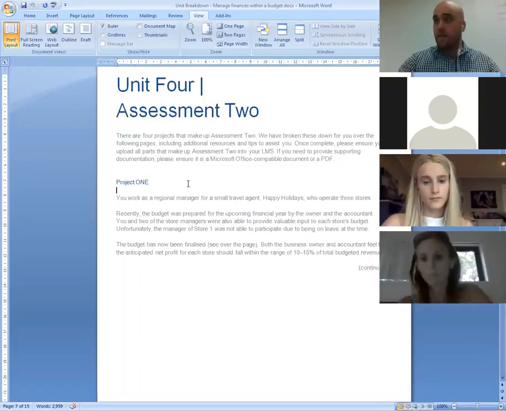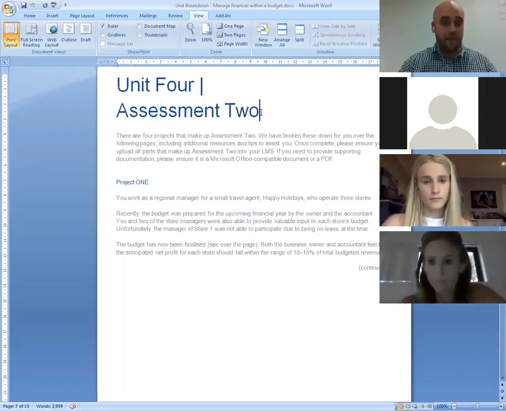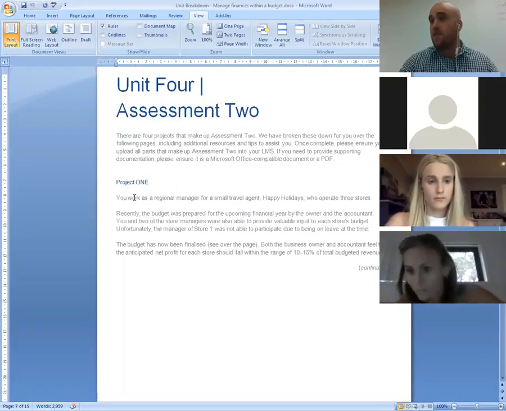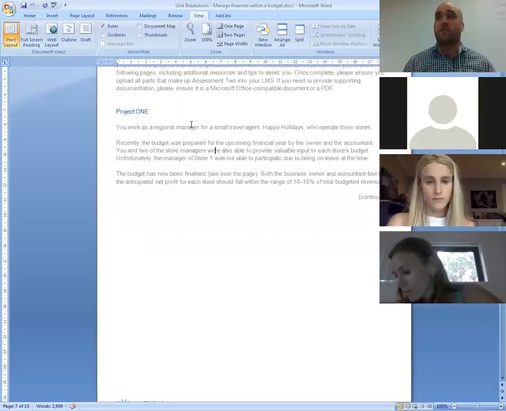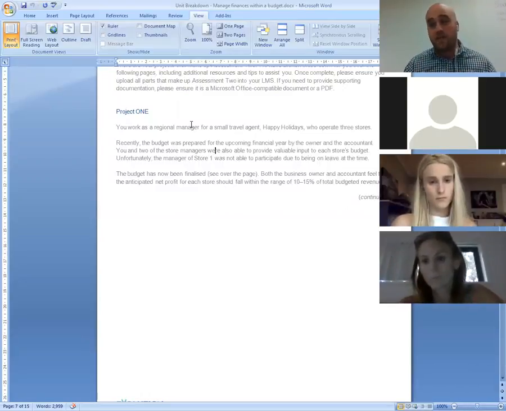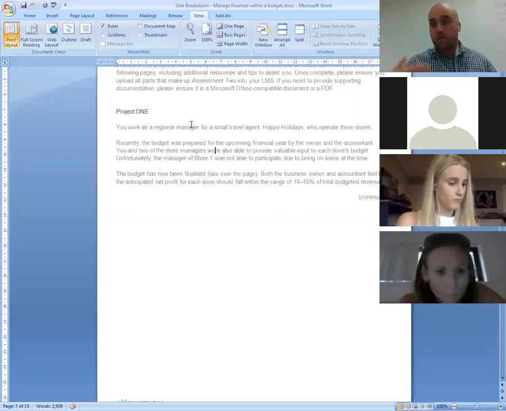Everyone can see my screen, hopefully. Unit 4, Assessment 2, Manage Finances Within a Budget. So hopefully by now you've all had a bit of a read through it. We'll start with the projects at the beginning. We'll just brush over them fairly briefly because they are quite simple. What we'll focus on more so is the actual tables that we go through.